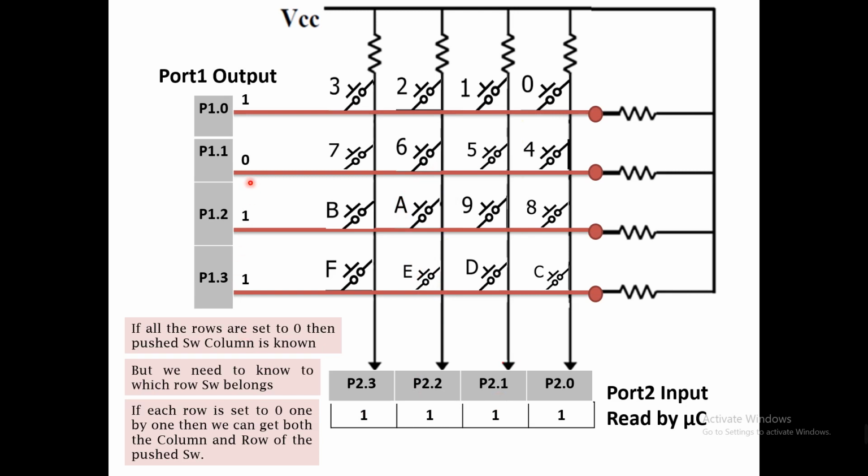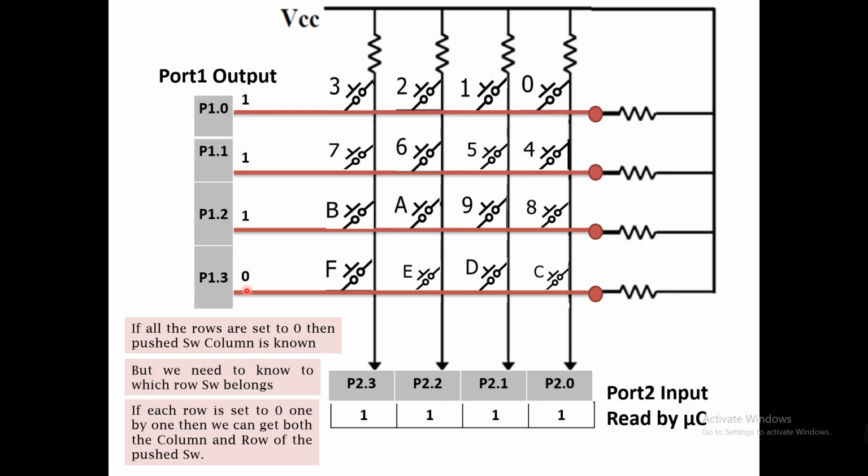Sorry. Under this condition, we know that if any of switch 4, 5, 6, 7 is pressed, then we can see the changes in the rows in this column. So now if we make this one 0, we are making row 1 0, row 2 0, and now we are making row 3 0, and then next we will make row 4 0.